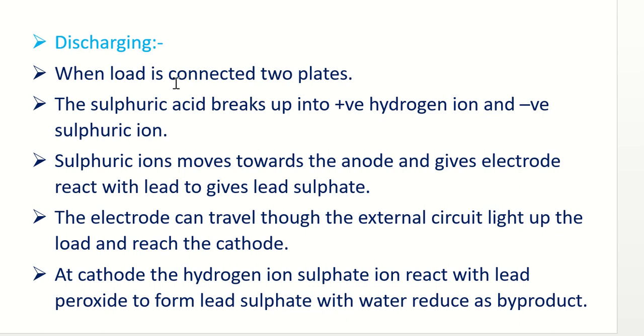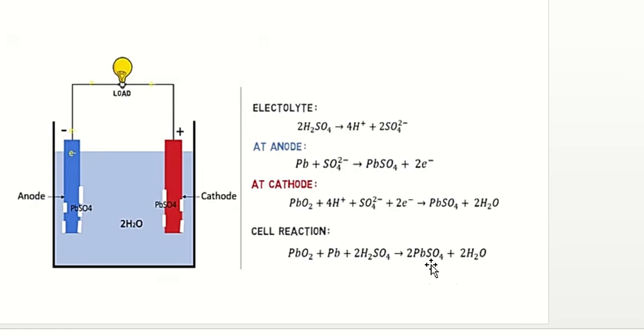Discharging cycle. When a load is connected to the plates, the sulfuric acid breaks up into positive hydrogen ions and negative sulfate ions. The sulfate ion moves towards the anode and gives electrons, reacting with lead to give lead sulfate. The electrons travel through the external circuit, light up the load and reach the cathode. At the cathode, the hydrogen ion and sulfate ion react with lead peroxide to form lead sulfate, with water as a byproduct.